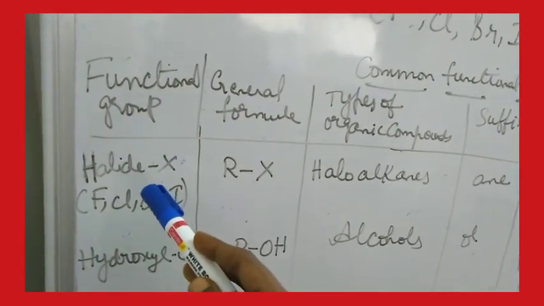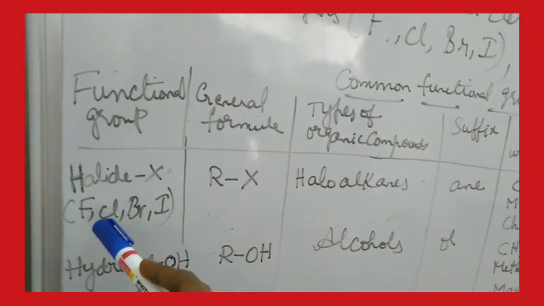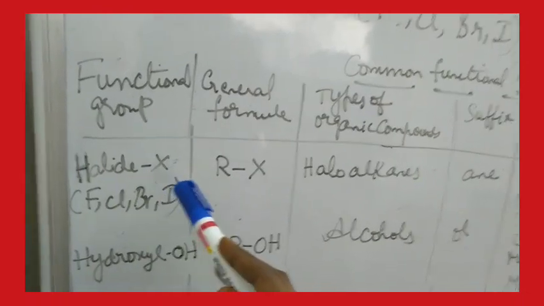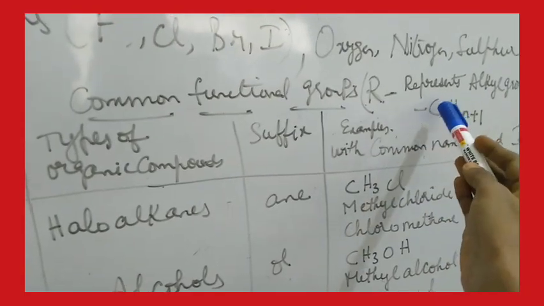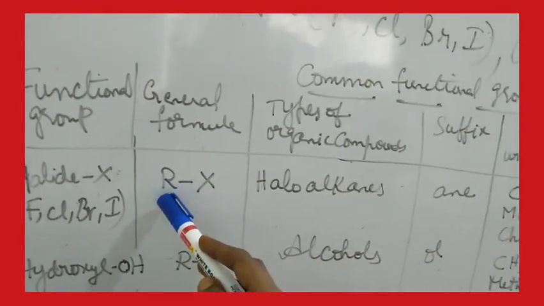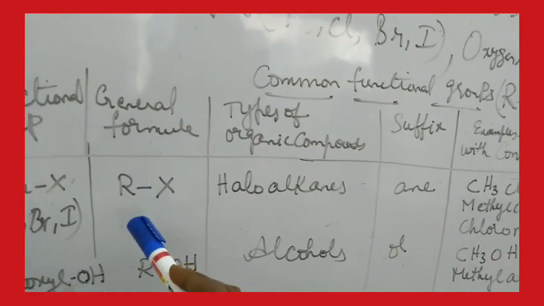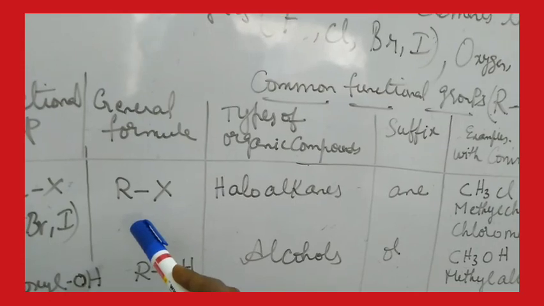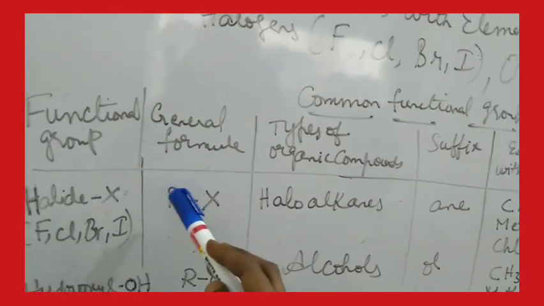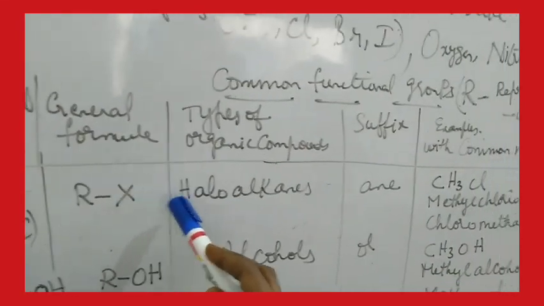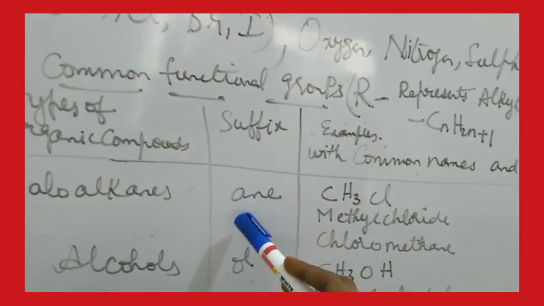If it is a halide, halide means halogen. I am going to represent that halide with X. That X may be fluorine, chlorine, bromine, iodine, anything. So the general formula is RX. R means that alkyl group. Alkyl group may be CH3. For example, CH4 is methane. After becoming alkyl, it became CH3, methyl. If you mix this CH3 with chlorine, it will become CH3Cl. These types of organic compounds you call haloalkanes, and the suffix became ane.